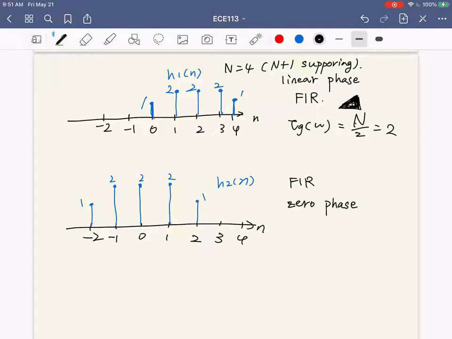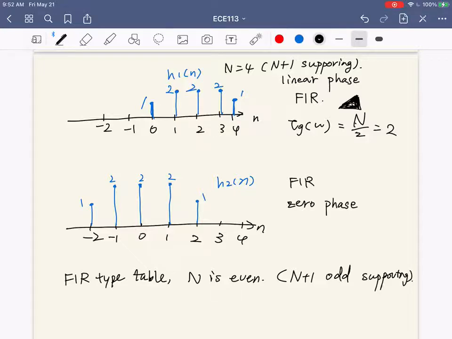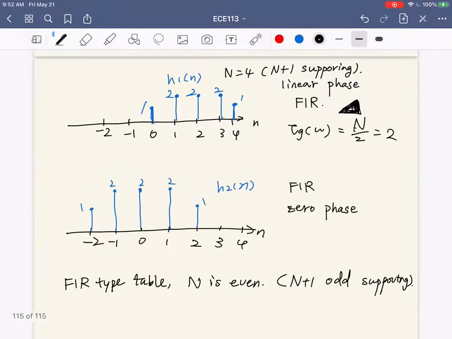So in the FIR type table, also remember that when we say n is even, we actually have n plus 1 supporting, which means we have odd supporting. Please remember to keep this correct when you're in the exam, or it will mess up your following results. But I'm sure anyone that attends my discussion will have no problems regarding that. Okay, so any question about anything?